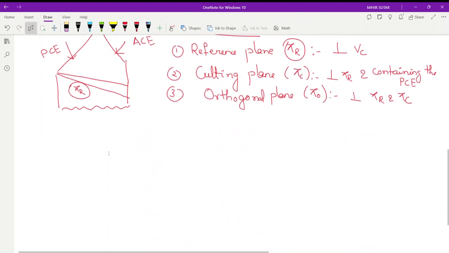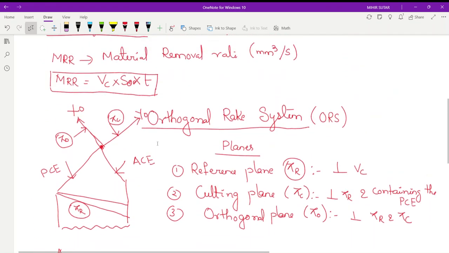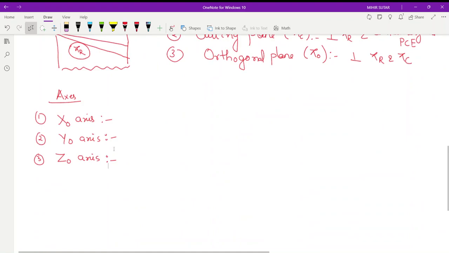And what are the axes in the orthogonal system? Axis number 1, xo axis. Number 2, yo axis. Number 3, zo axis. The xo axis is the intersection of, you can see that, pi o and pi r planes. So that is your xo. Xo is the intersection of pi r and pi o planes.